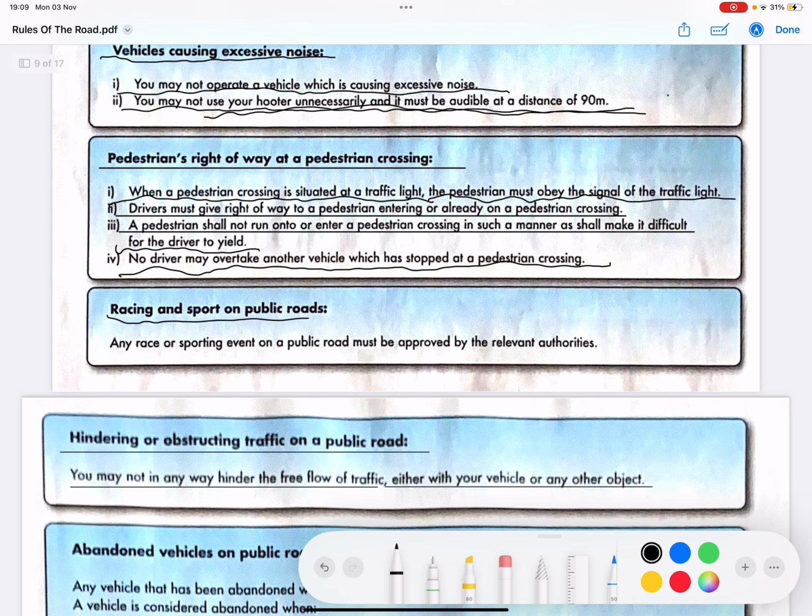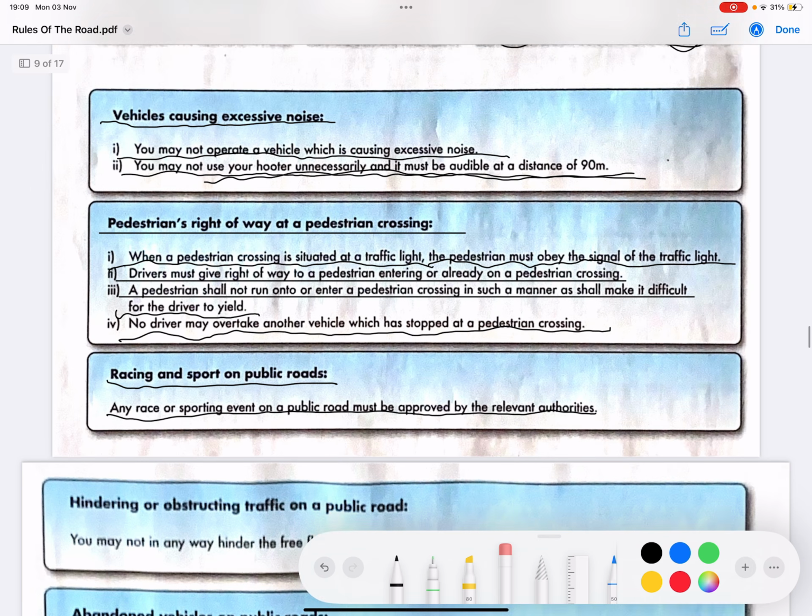Racing and sport on a public road. Any race or sporting event on a public road must be approved by the relevant authorities. So you do not decide to just have a sporting event on the road without the permission from the local authorities.